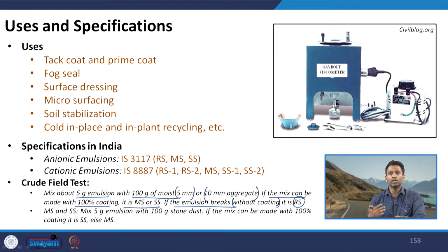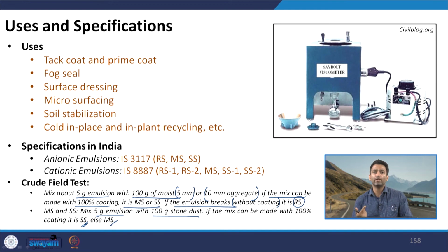So, now the question is, how do we differentiate between medium setting and slow setting? For that, again we can take 100 gram of stone dust and mix it with 5 gram emulsion. If the mix can be made with 100% coating, it is a slow setting emulsion, which means the emulsion is taking much time because finer particles will have more specific surface area. So, it will require more time to coat the aggregate particles properly. So, if it is able to do that, it is a slow setting emulsion. If it is not able to do that, it is a medium setting emulsion.